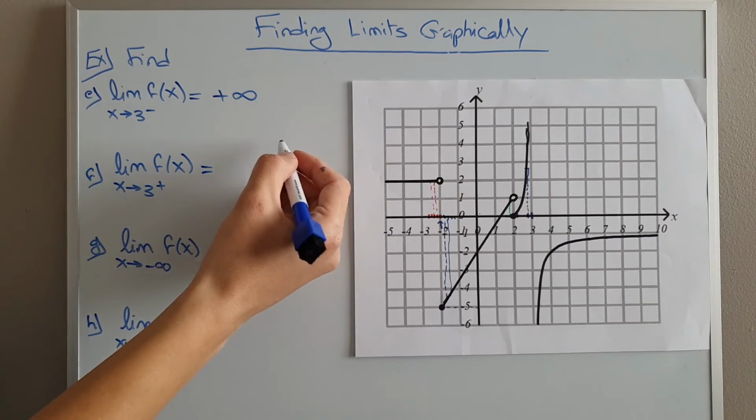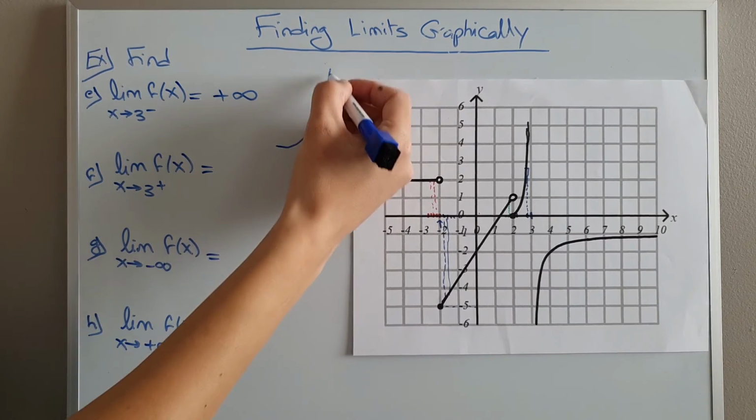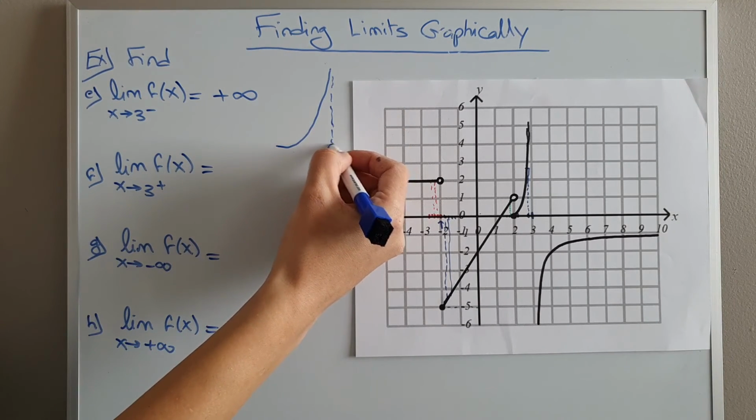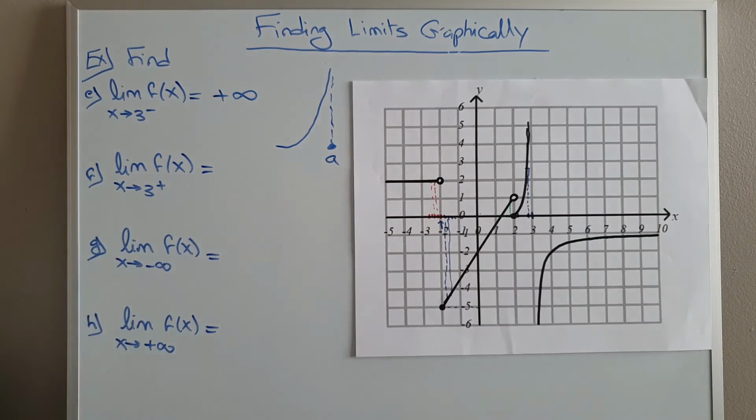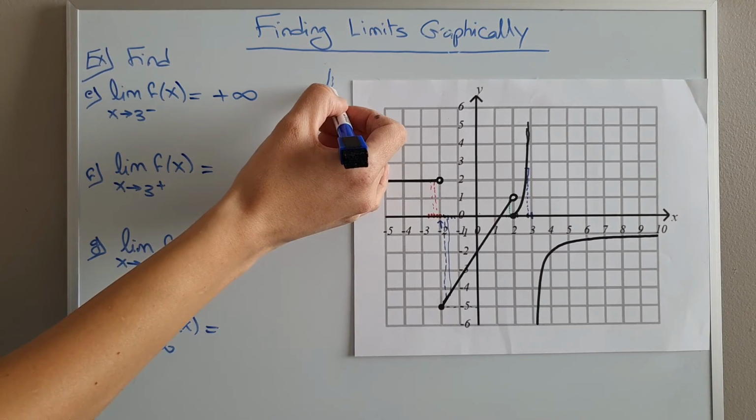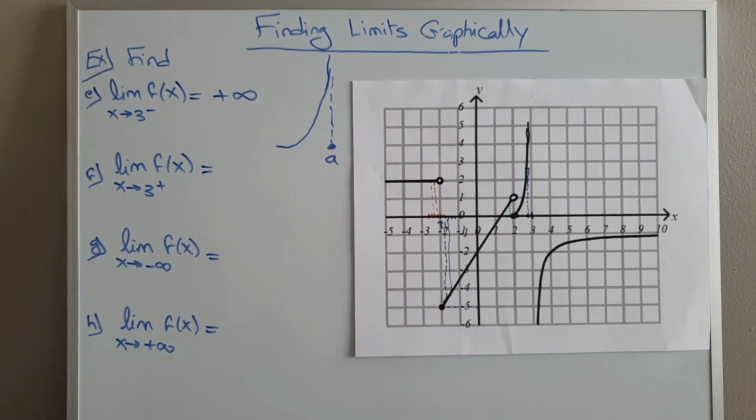So anytime you have a graph that's going upwards like this, and I'm interested in the limit at this value here, whatever that is, since the graph is continuing upwards and so on, then the limit will be positive infinity.